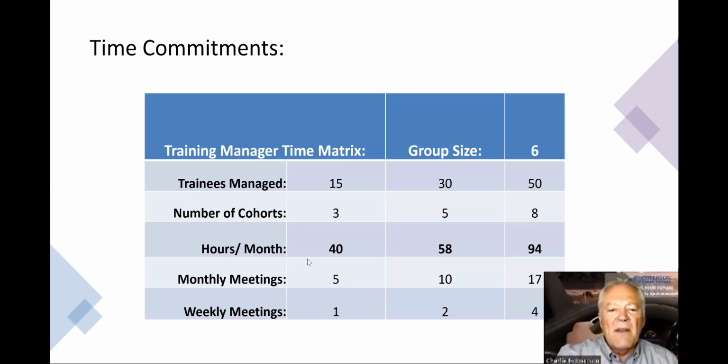A time commitment could be anything from minimal. If you handled 15 apprentices and maybe those were broken in group sizes of maybe 6 people in each one, that's about 3 cohorts. That's about 40 hours a month, not a week. And that's about 5 meetings a month, not a week. That's 1 meeting a week or a little over. So this kind of gives you an idea on what the time commitment would be.